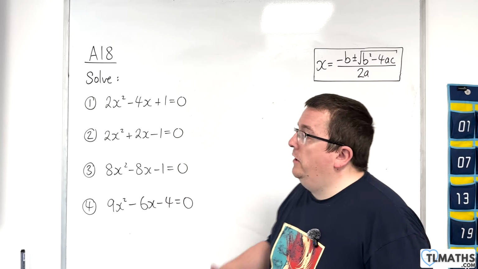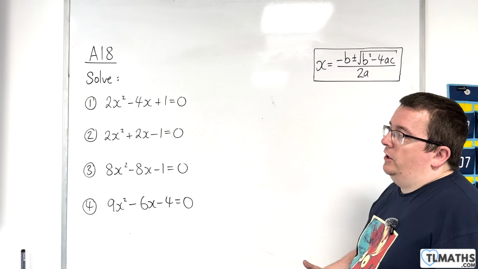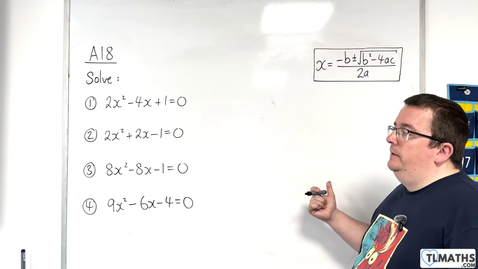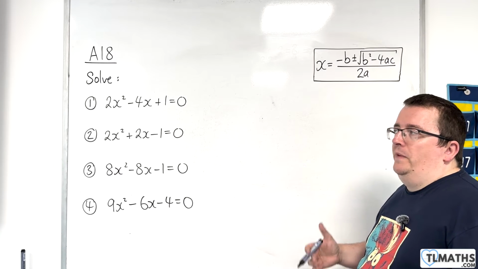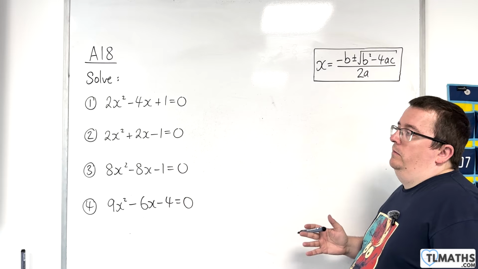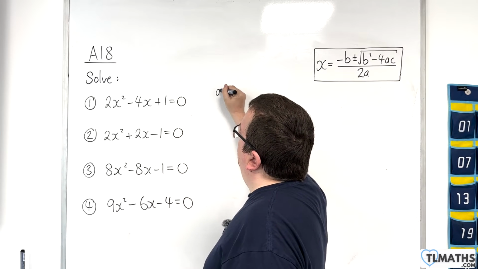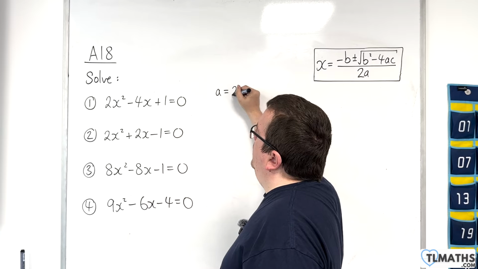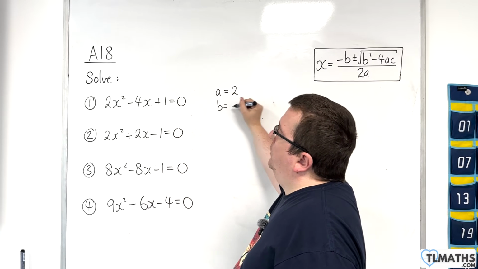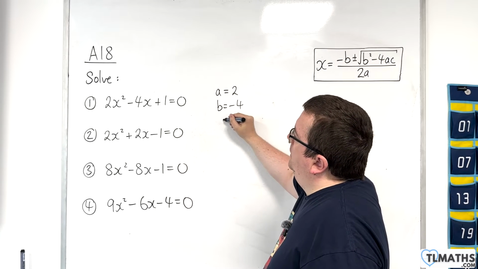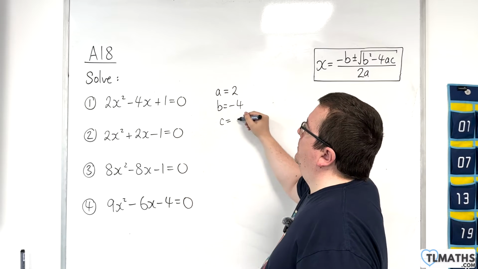So in this video, we're going to be solving quadratic equations using the quadratic formula, but now we're looking at examples where the coefficient of x squared isn't 1. So, number 1, we have a being the coefficient of x squared, which is 2, b is the coefficient of x, which is minus 4, and c is the constant term 1.